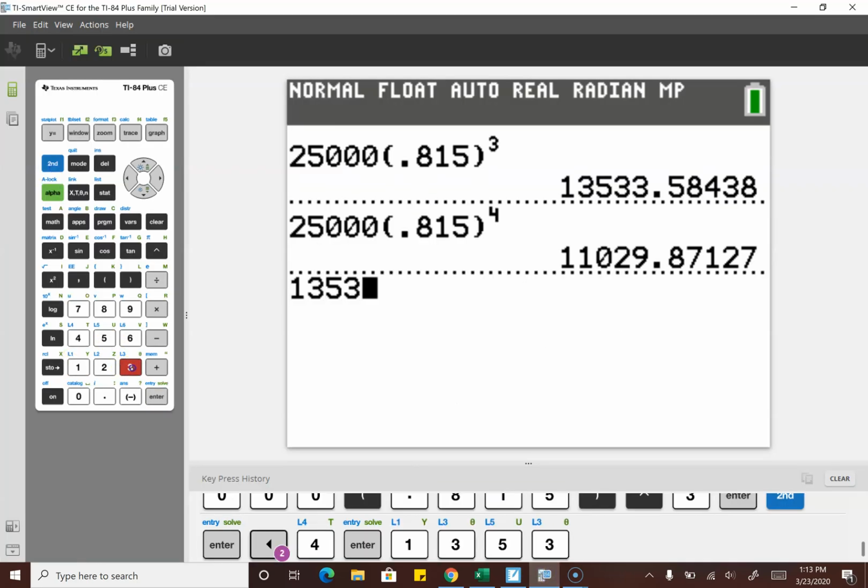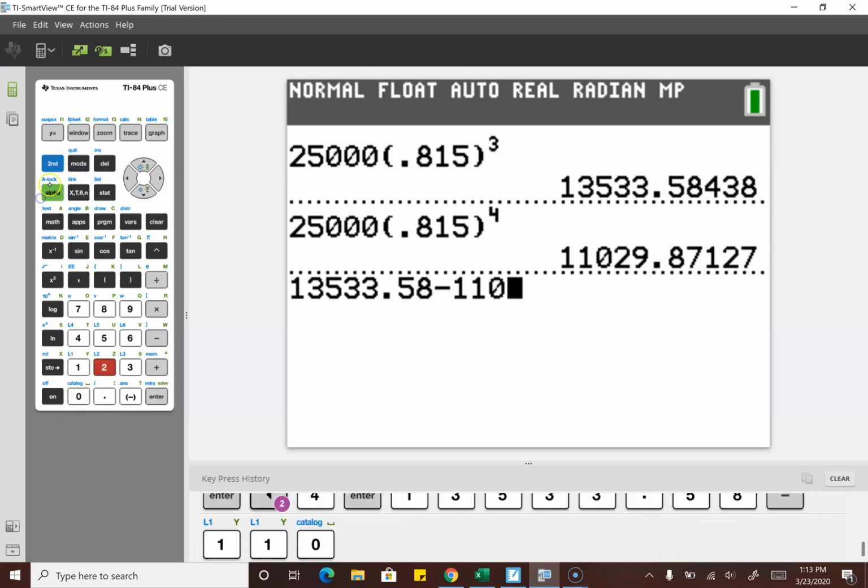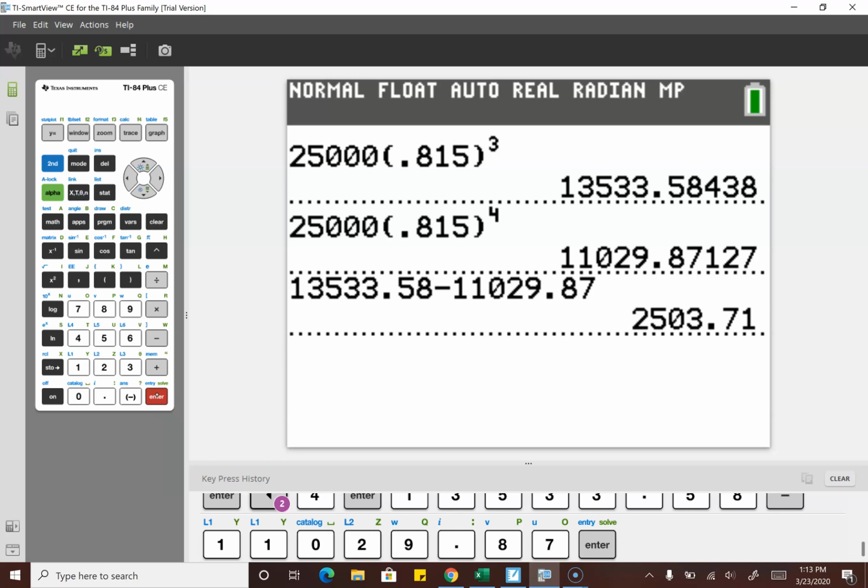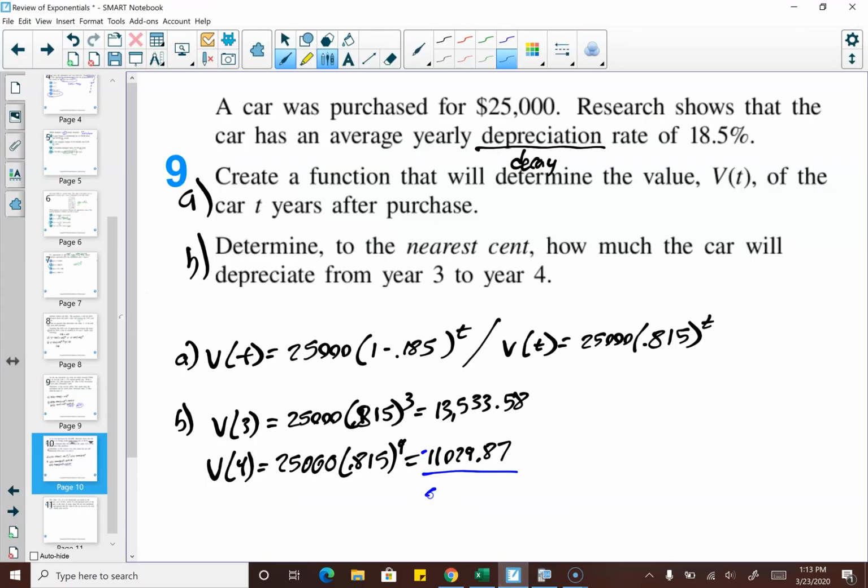So again, if we want to find the depreciation number, we're going to subtract those two. So 13,533.58 minus 11,029.87 gives us a depreciation number of $2,503.71.